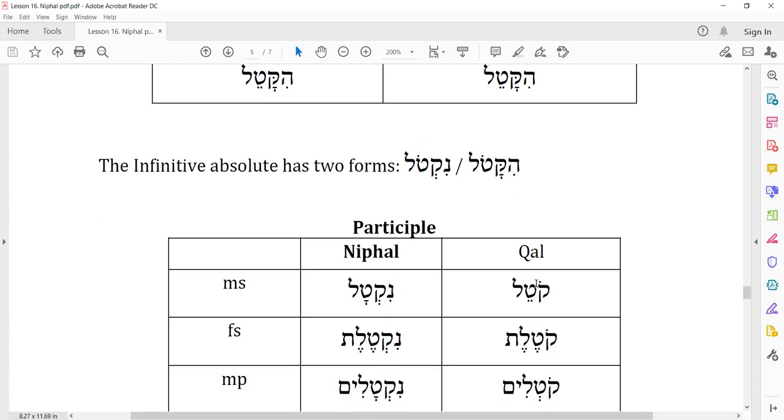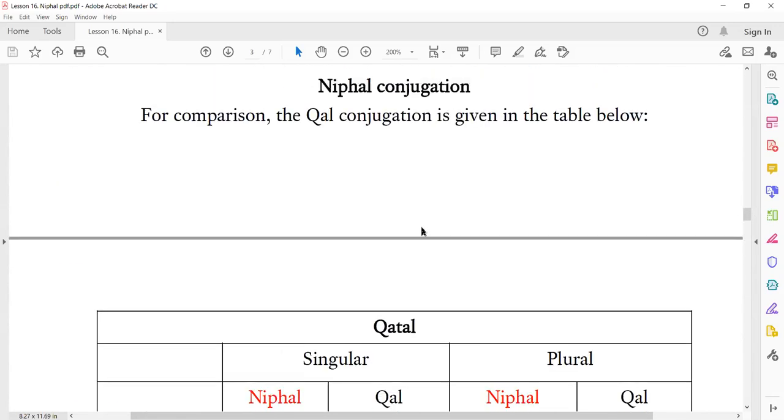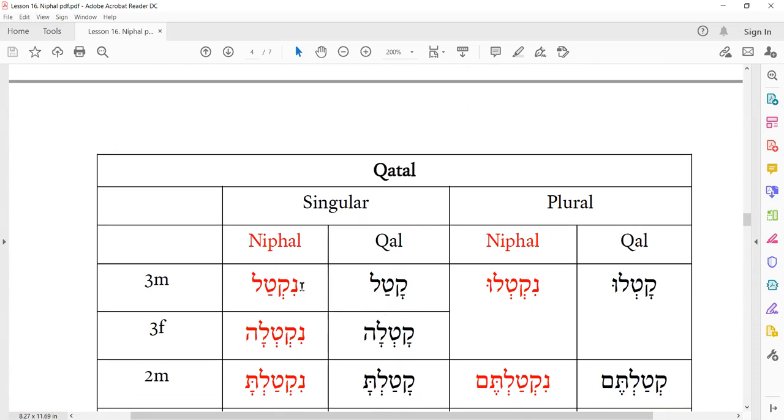Okay, now pay attention to the participles, because it could be a confusion here. So look at the form of the participle. Masculine, niktal. It is almost the same as the katal third masculine singular. The difference is only with the vowel. Here we have kamets, and there we have patach, niktal. The difference is only in one vowel.